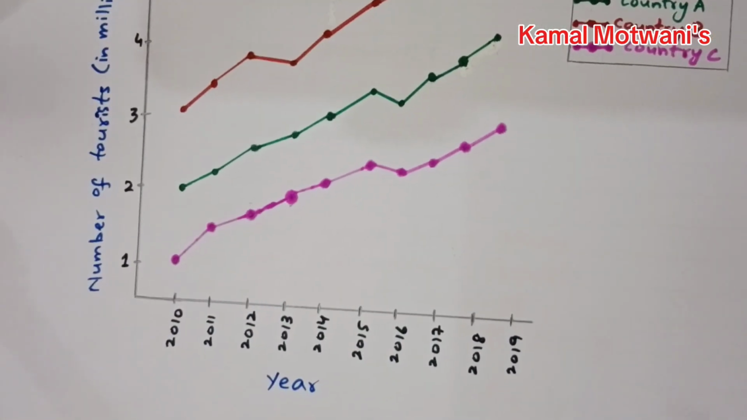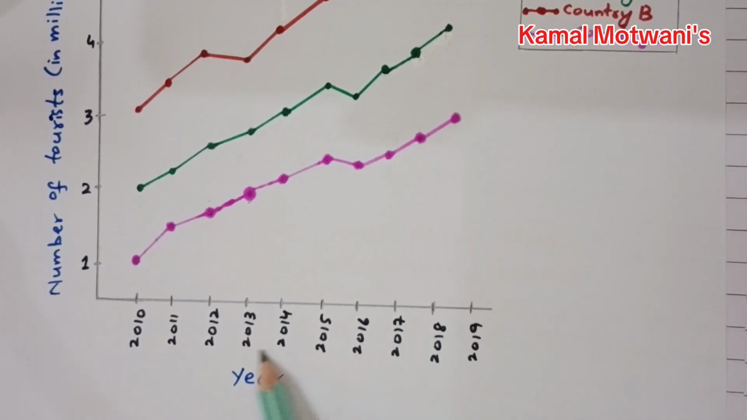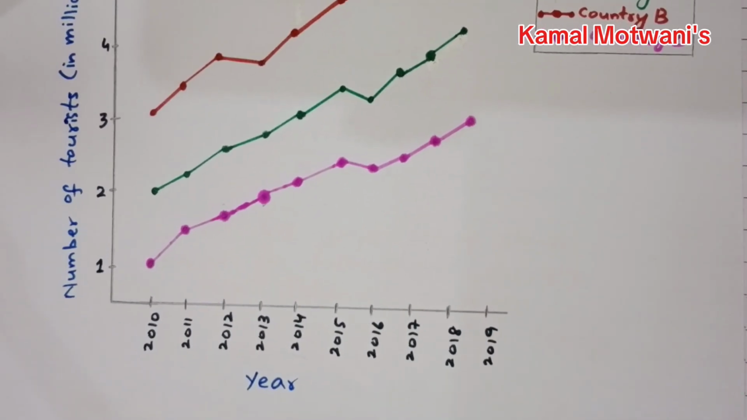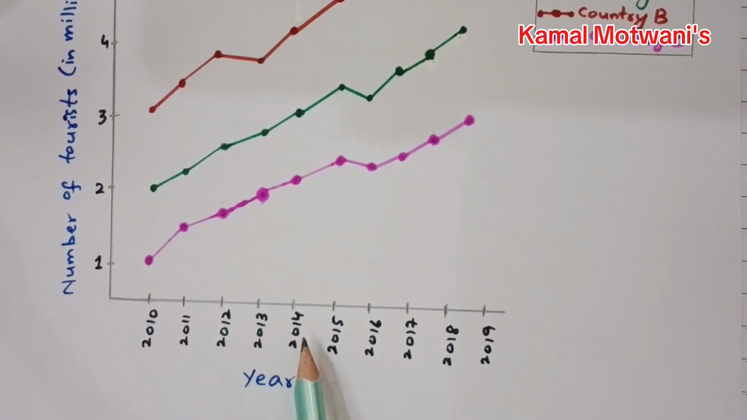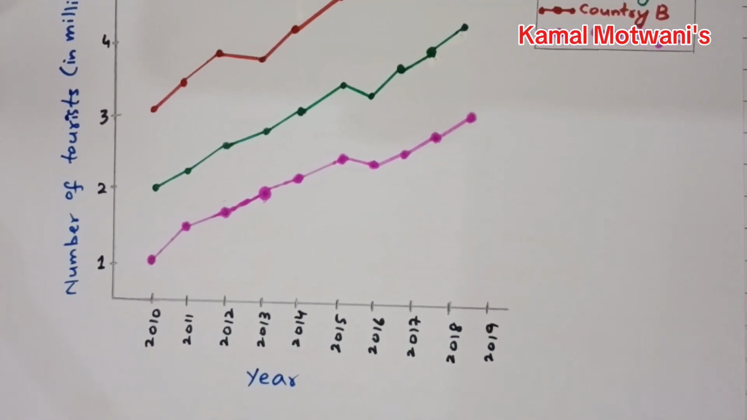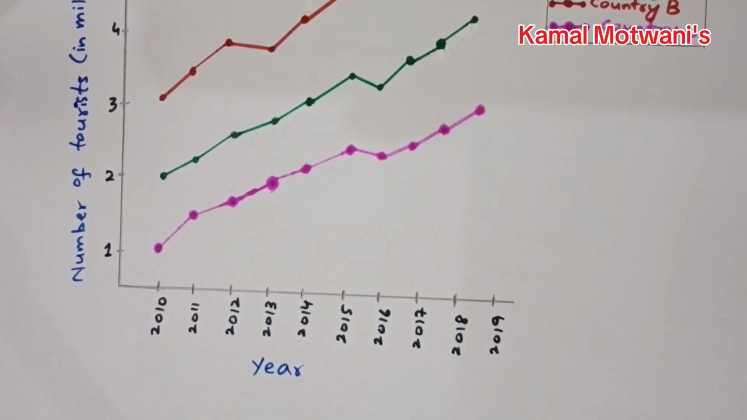Now see, on the x-axis, the number of years is given. You can see the years are in sequence: 2010, 11, 12, 13, 14, 15, 16, 17, 18, and 19. If the months are given, then these will be January, February, March, April, and so on. So these are independent variables, we cannot change them. They can vary, but they can vary in a certain sequence. So proper sequence will be there.